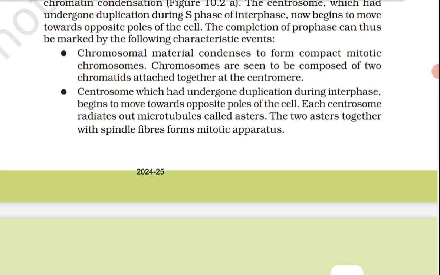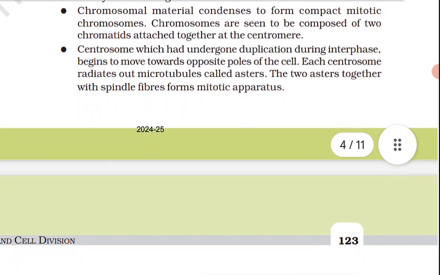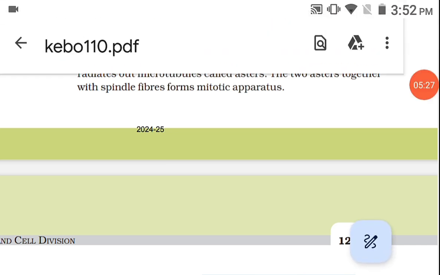कौन फॉर्म करता है mitotic apparatus? Two asters together with spindle fibers. Understood? Cells at the end of prophase, when viewed under the microscope, do not show Golgi complexes, endoplasmic reticulum, nucleolus, and the nuclear envelope. So the next phase is metaphase.